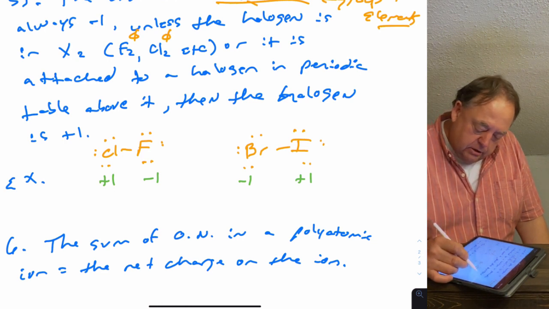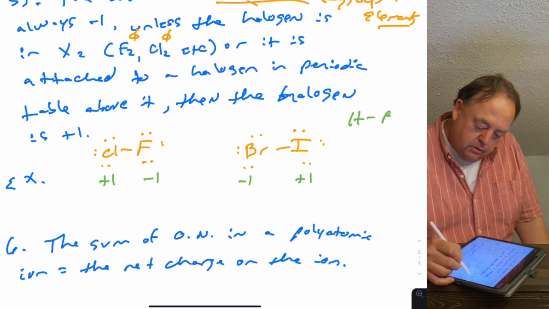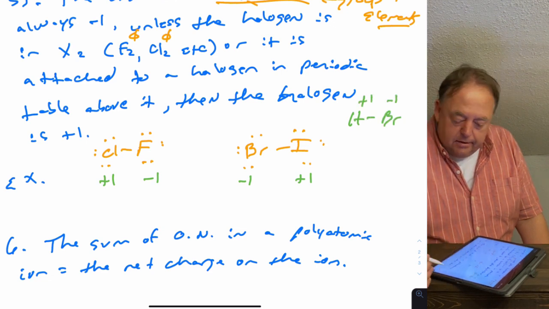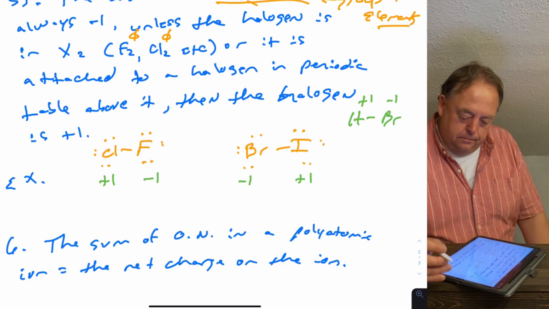But in other instances, if it's attached to something else like hydrogen, then the halogen is negative.